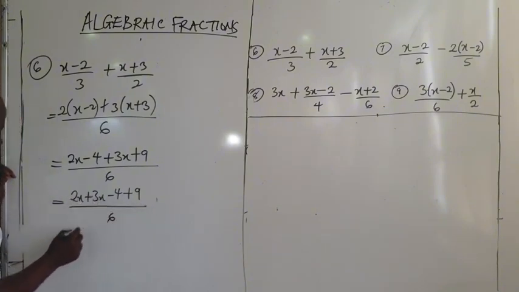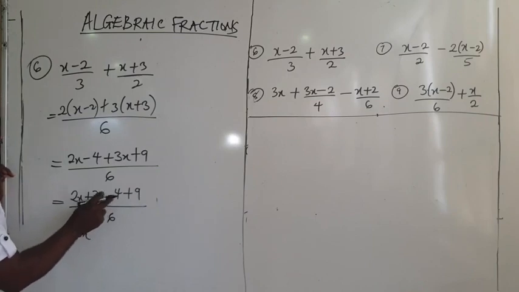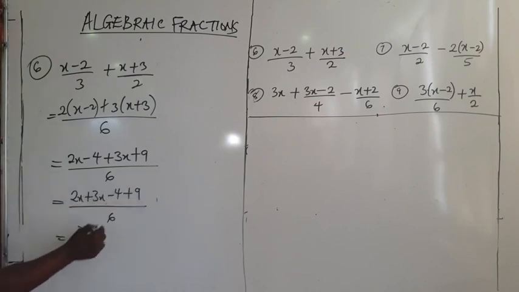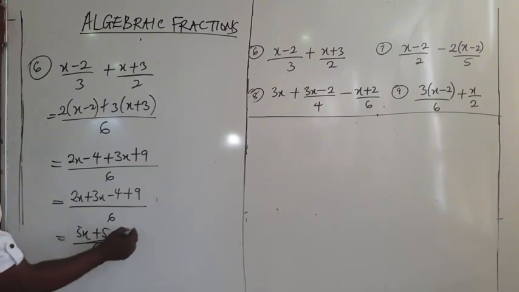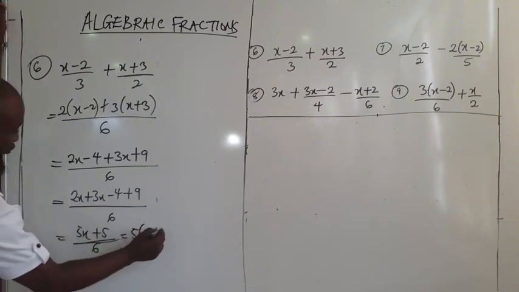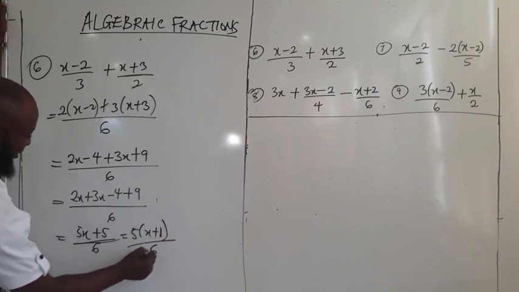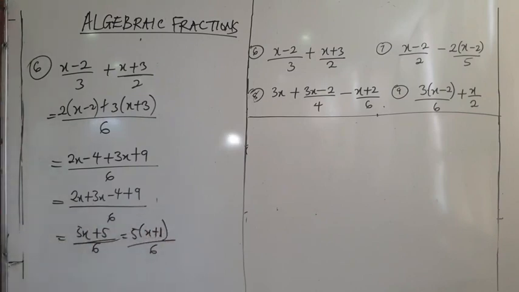So this will give us 5x minus 4 plus 9. That is plus 5. Divided by what? 6. So do you have anything we can do here? There's nothing we can do. Because if you even factorize this, 5, that will be x plus 1 divided by what? 6. So 5 cannot go in 6. So in that case, this is our final answer. Is that clear? So that's how to solve question number 6.